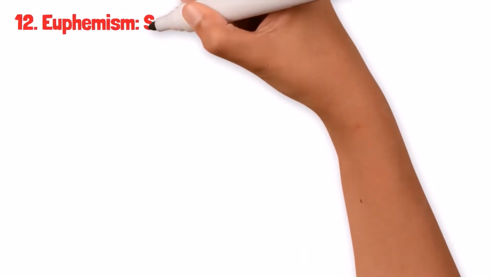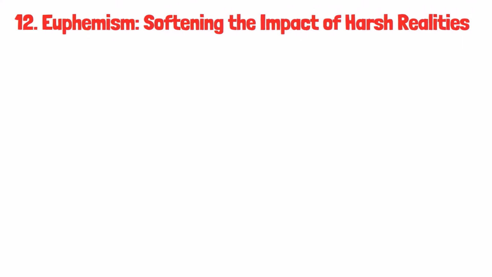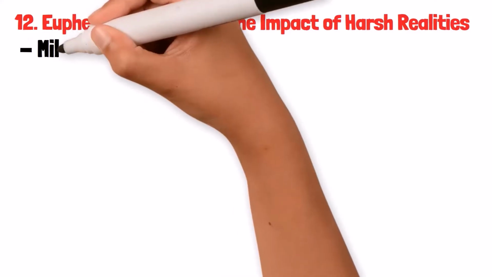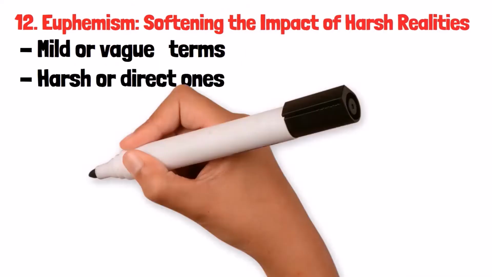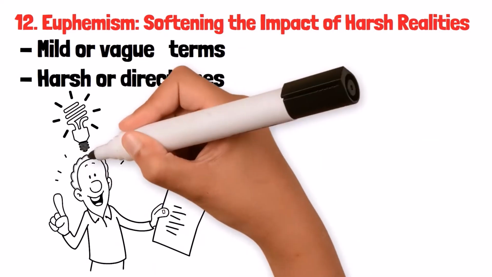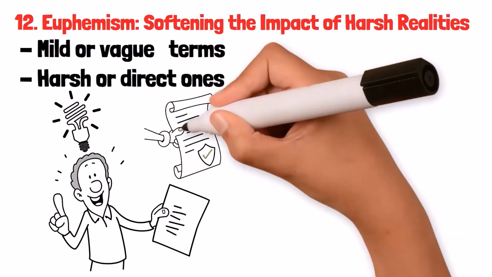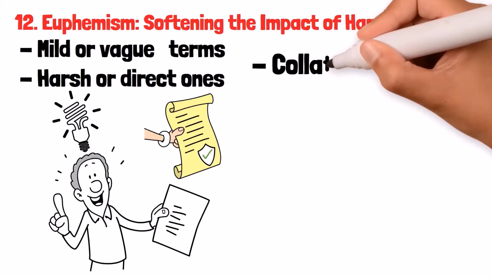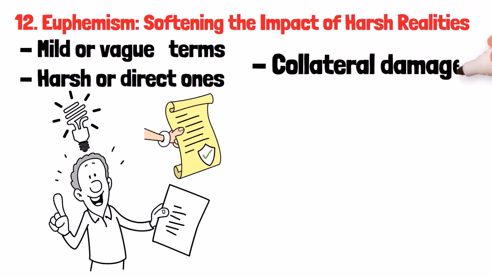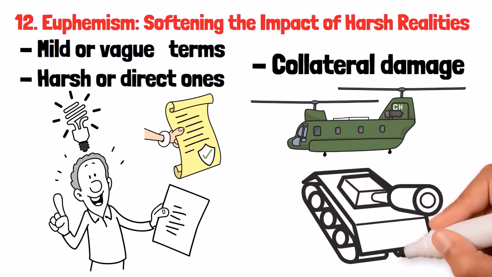12. Euphemism, softening the impact of harsh realities. Euphemism is a technique where mild or vague terms are used in place of harsh or direct ones to soften the impact of an idea or action. This technique is often used to make unpleasant or controversial issues more palatable. For instance, referring to civilian casualties as collateral damage in a military context downplays the human cost of military operations.